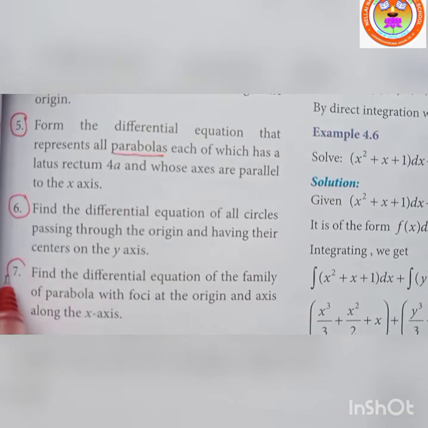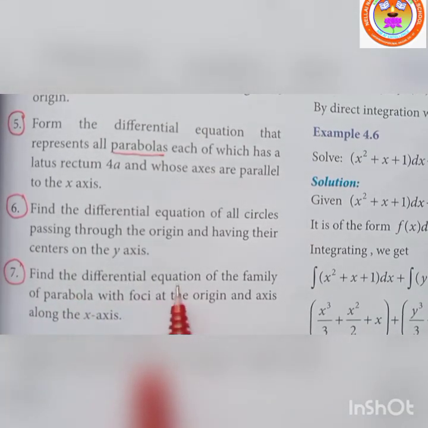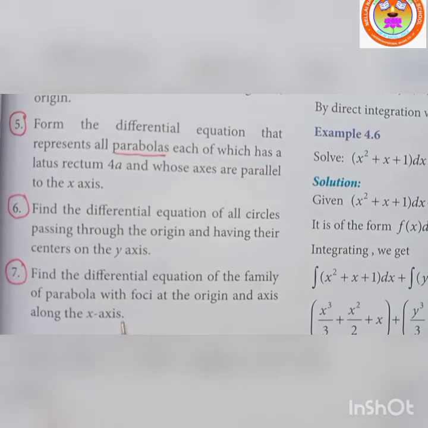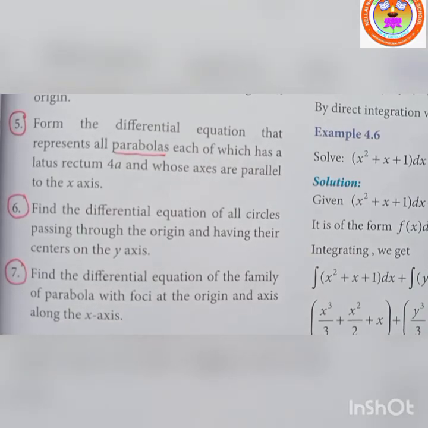Now I am going to question number 7. Find the differential equation of the family of parabola with foci at the origin and axis along the x-axis. The equation of the family of parabola with foci at the origin and axis along the x-axis is y square equal to 4a into (x plus a). That is the formula.